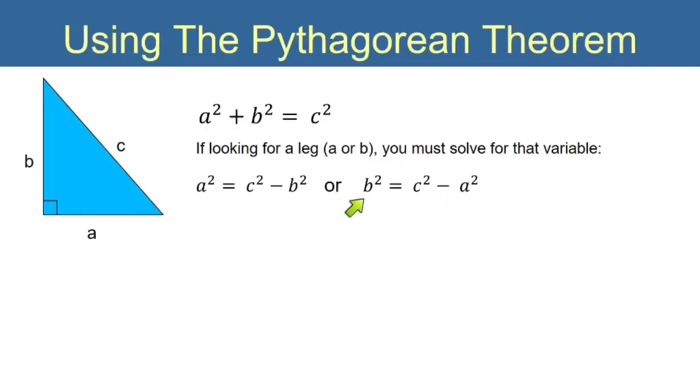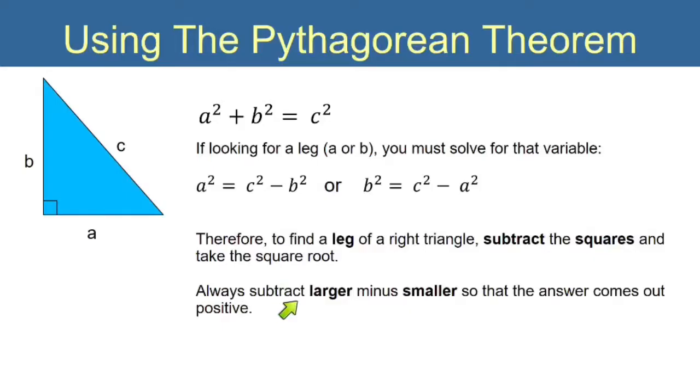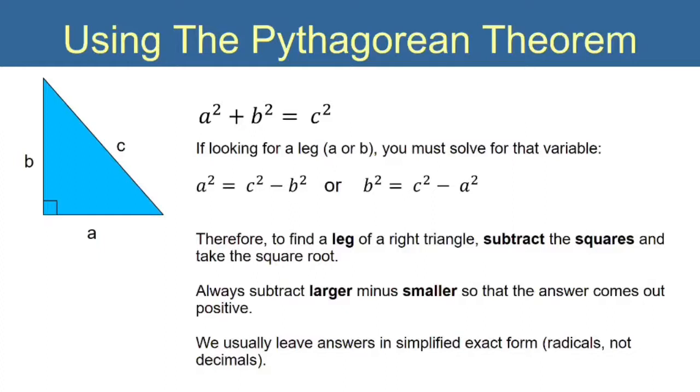Notice that regardless of whether you're looking for A or B, you end up subtracting the squares. So to find the leg of a right triangle, subtract the squares and take the square root. So again, if you're looking for the hypotenuse, you add the squares, but if you're looking for a leg, you subtract the squares. And you'll always subtract larger minus smaller. So you'll always start with the square of the hypotenuse and then subtract the square of the other known side. And then remember, that gives you the square of the side that you're looking for. So the last thing you'll do is take the square root.